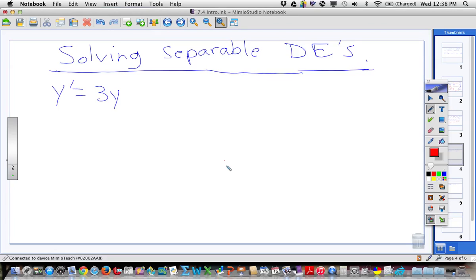All right. So, solving separable differential equations. First of all, what's a differential equation? An equation that has a derivative. What's the solution? An antiderivative is involved. It's the original function, right? So if it's y prime, then y equals is the solution. So that's what we're talking about. We're talking about solving differential equations.